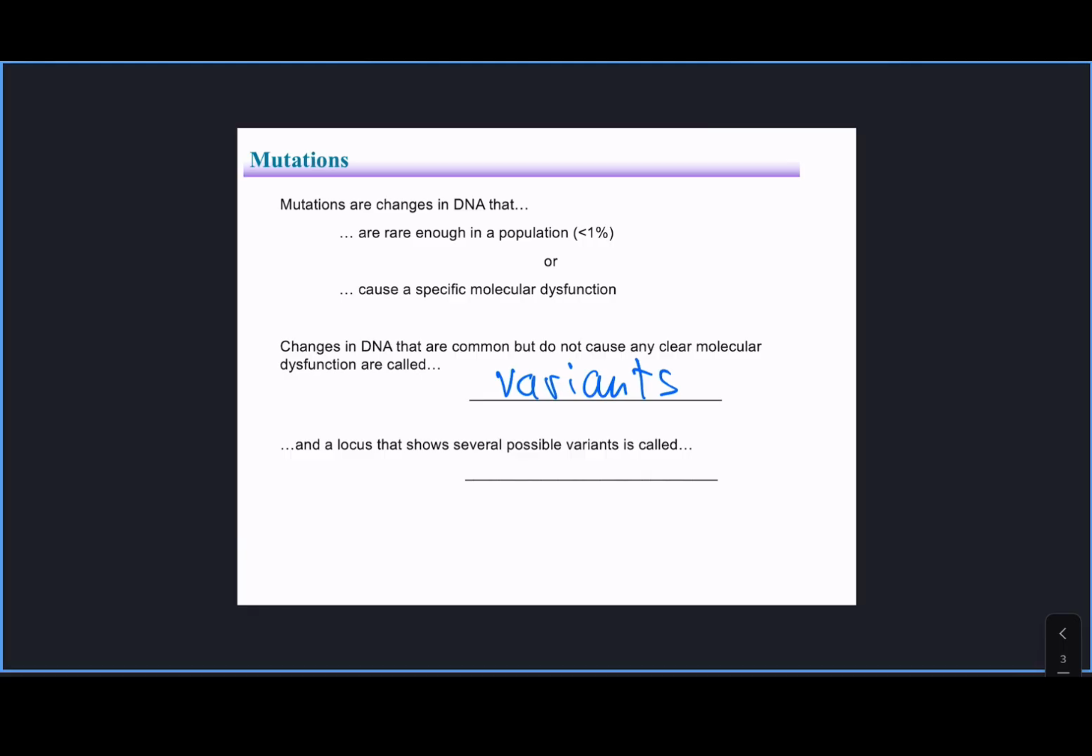And what do we call those genetic regions? We haven't really brought in this terminology strongly enough yet, but locus is any region in DNA, that normally we kind of equate to a gene. But strictly speaking, a locus is simply a specific place in DNA. So what do we call a locus that has several possible variants?